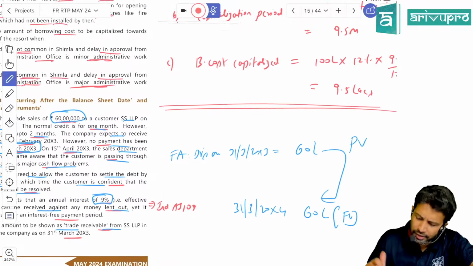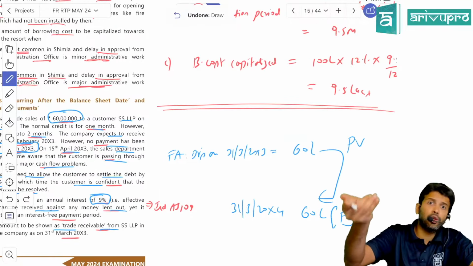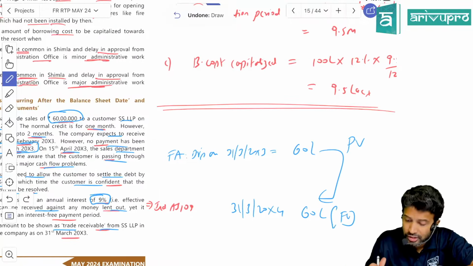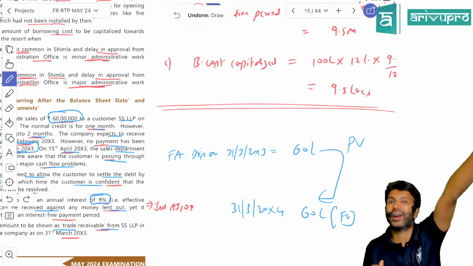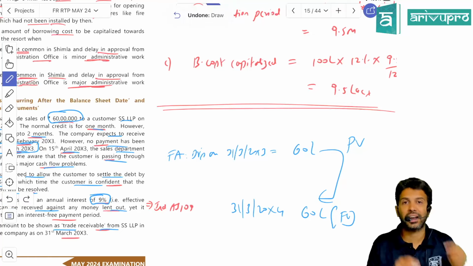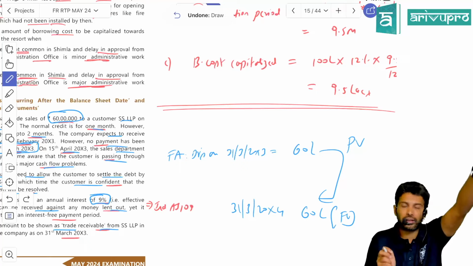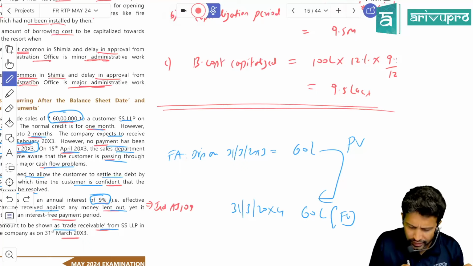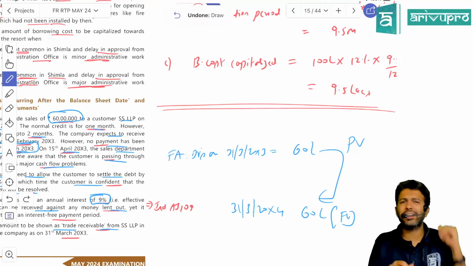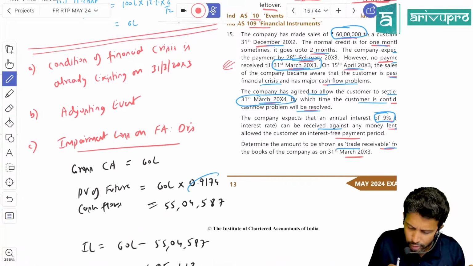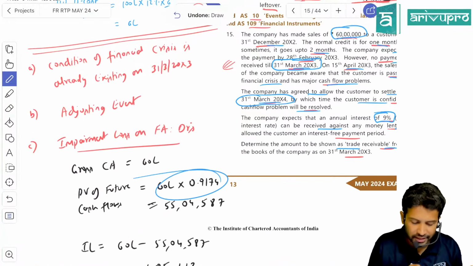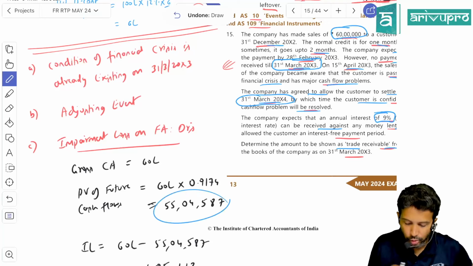Simple. Currently we are showing the debtor at 60 lakh. Can we continue to show it at 60 lakh? That will be wrong, because this 60 lakh we will receive not now, but after 1 year. So that 60 lakh is the future value after 1 year. So find out its present value. How? Taking a discount factor at 9%. So 1 divided by 1.09, you'll get a discount factor of 0.9174. So 60 lakh is a future value, multiplied by the discount factor, you'll get the present value.